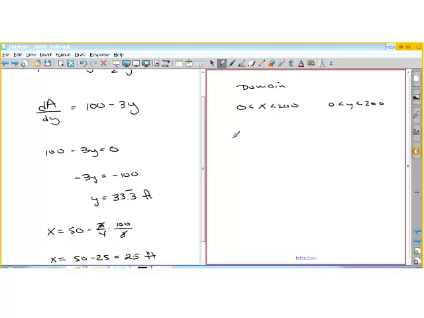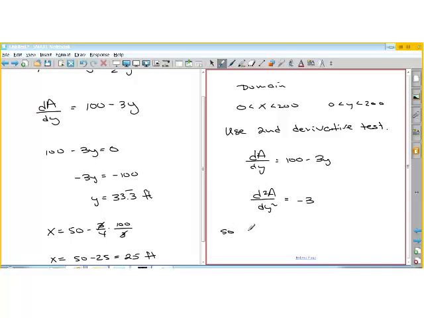And so now what we do is use the second derivative test to figure out whether the area is a minimum or a maximum. It doesn't actually ask us for what the area is, it just asks us for what the dimensions are. So we can see that the first derivative dA/dy is 100 minus 3y. So d squared A/dy squared is equal to negative 3.